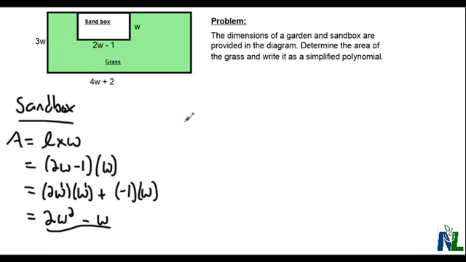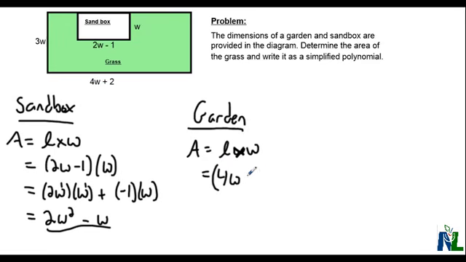Well, now we need to know the area of the garden as well, because we're going to take the area of the sandbox away from that and be left with the grass. So for our garden, it's also a rectangle, so it's length times width. And in this case, it's 4w plus 2 times 3w. So 4w plus 2 times 3w.